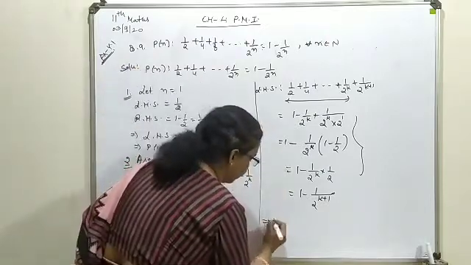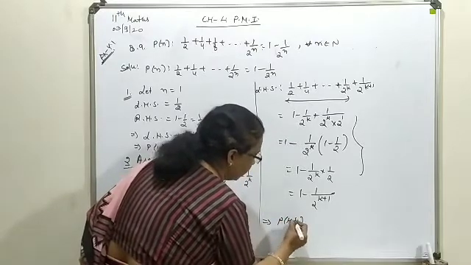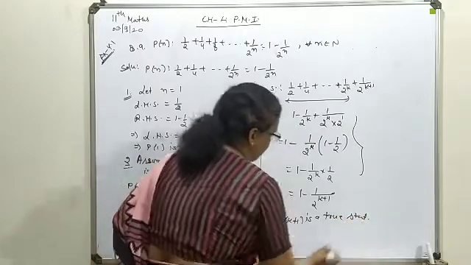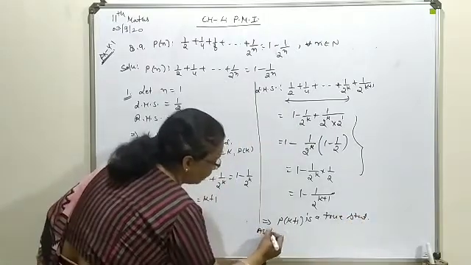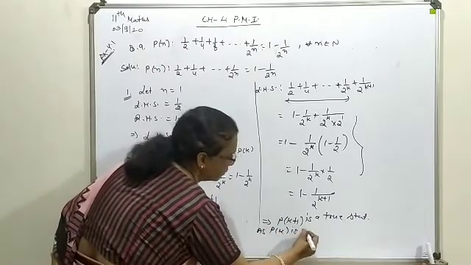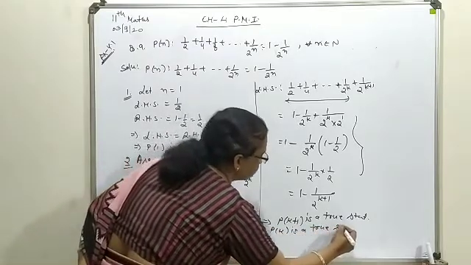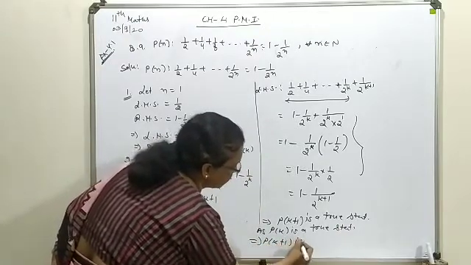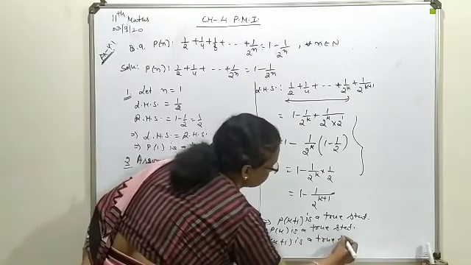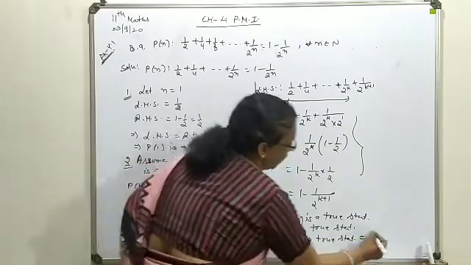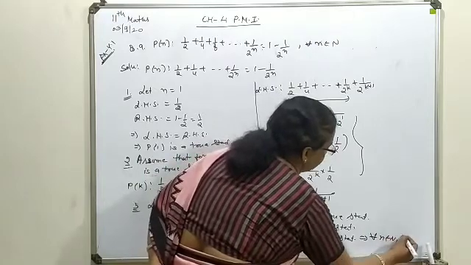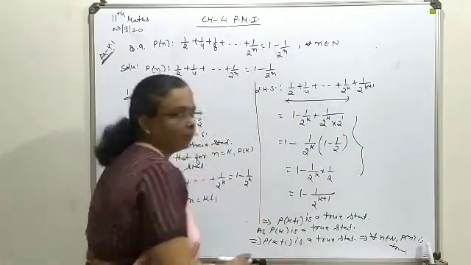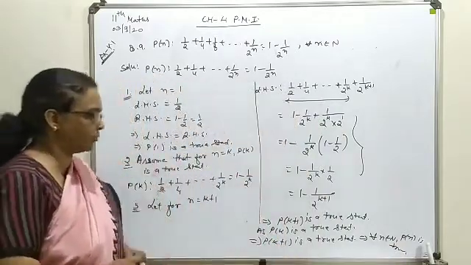Now we conclude here that P(k+1) is a true statement. So the conclusion of this is Pk is a true statement. What we found, P(k+1) is a true statement. Therefore, for all values of n, this Pn is true. So this way this question is to be solved.